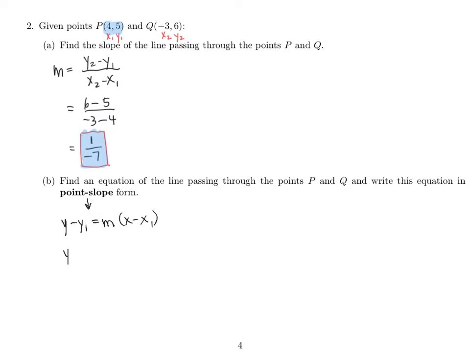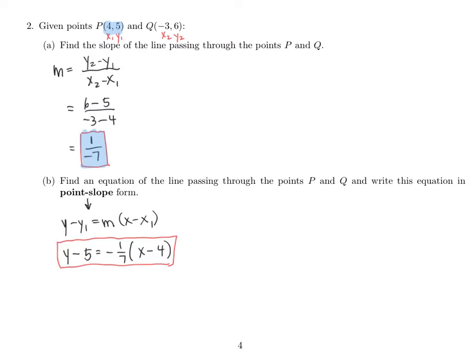So this would be y minus y sub 1, which is 5, is equal to m times x minus x sub 1, which is 4. Okay, this is literally what it asks you to do. That's it. That's all you have to do.